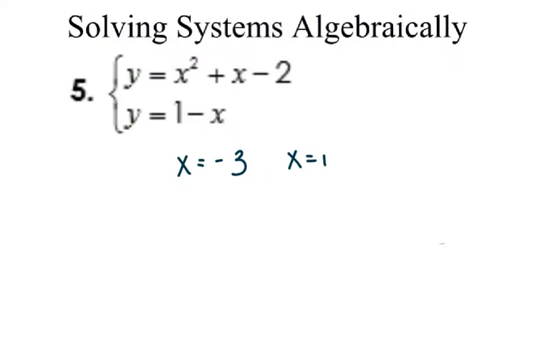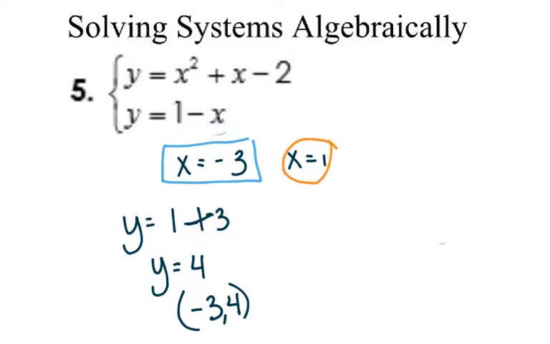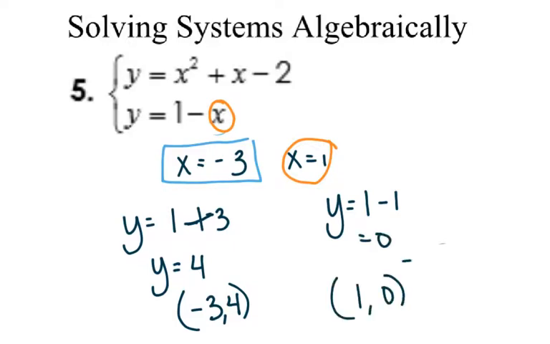Okay, so I'm going to start with this one first. And because the second equation is a lot shorter, I'm going to use the second equation. So if I know that x is actually -3, I can just replace that x with the -3. So y equals 1 minus a -3. Remember that becomes a plus, so it's 4. So my first answer is going to be -3, 4. And I'm going to do the exact same thing with the other one. I'm going to replace this x with a +1. And 1 minus 1 is 0. So my second answer is 1, 0.